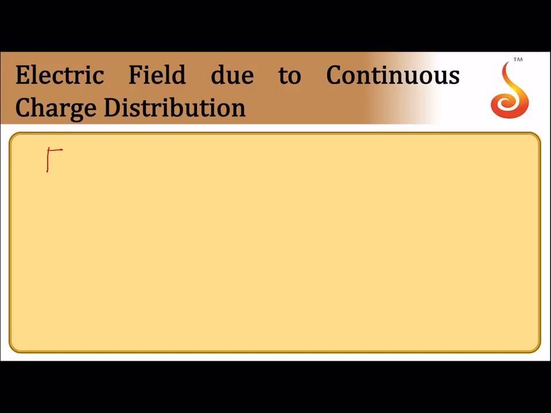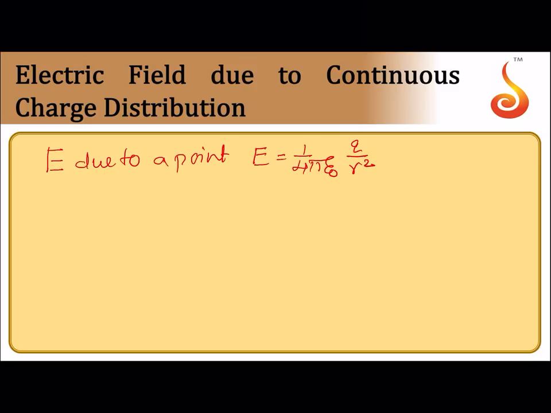We learned that the electric field due to a point charge is given by E is equal to 1 over 4 pi epsilon naught q divided by r square. That's right? Yes. And we also learned the principle of superposition, and principle of superposition tells us how to calculate the electric field due to multiple point charges.